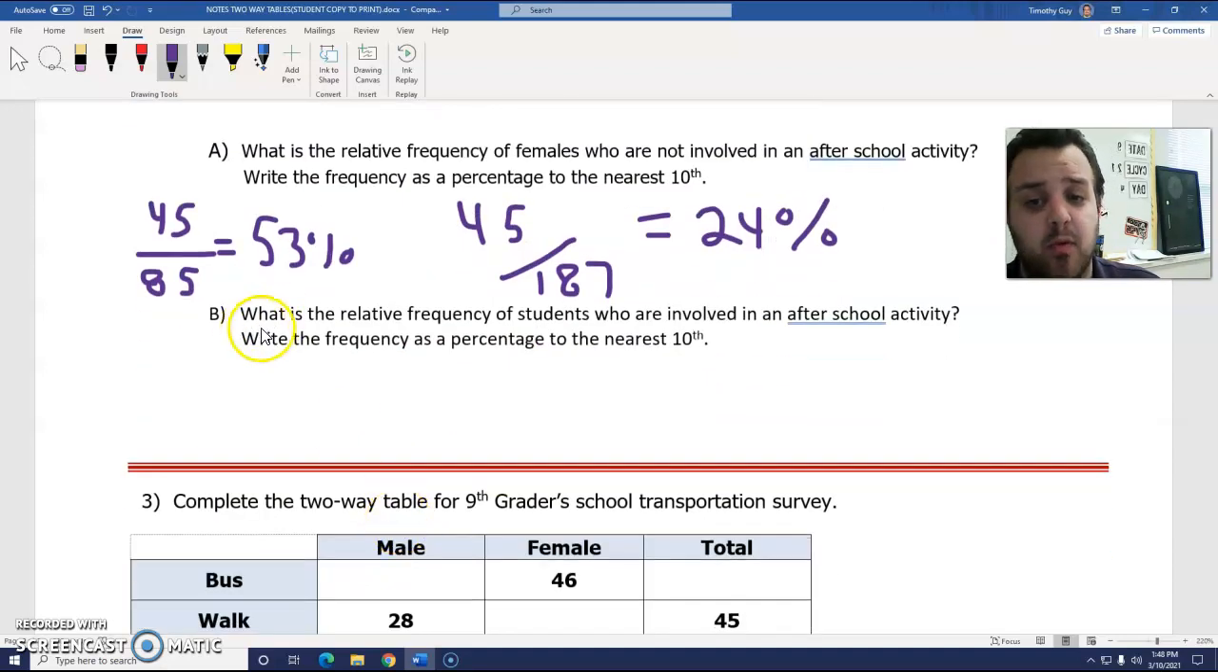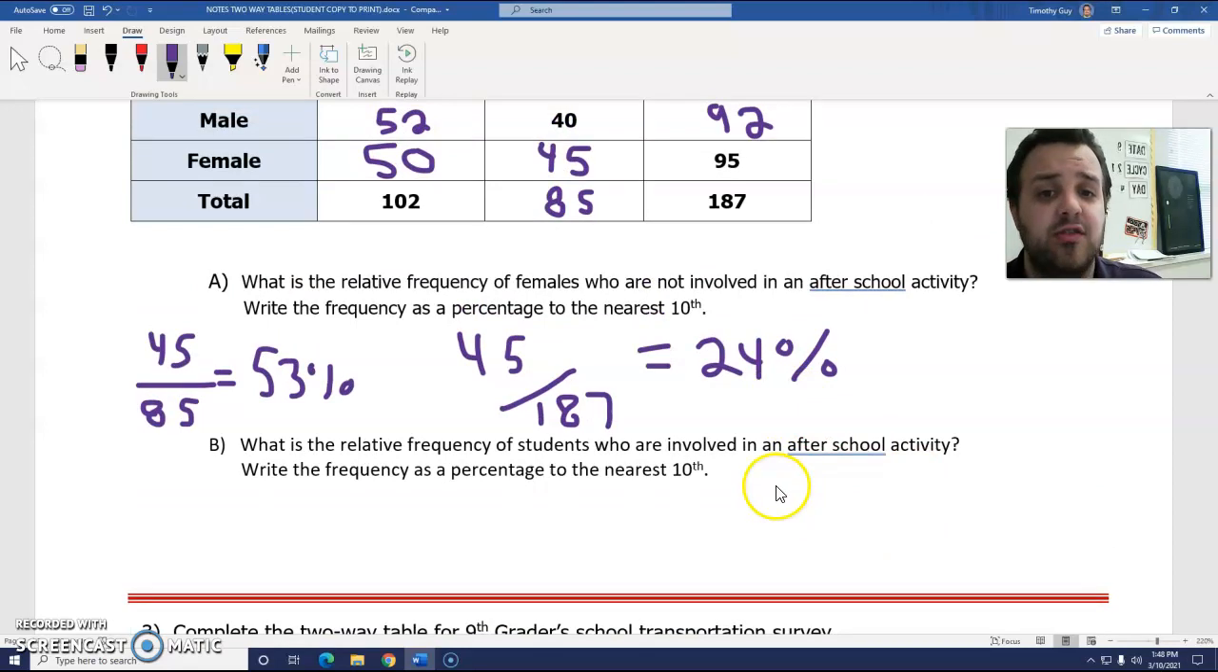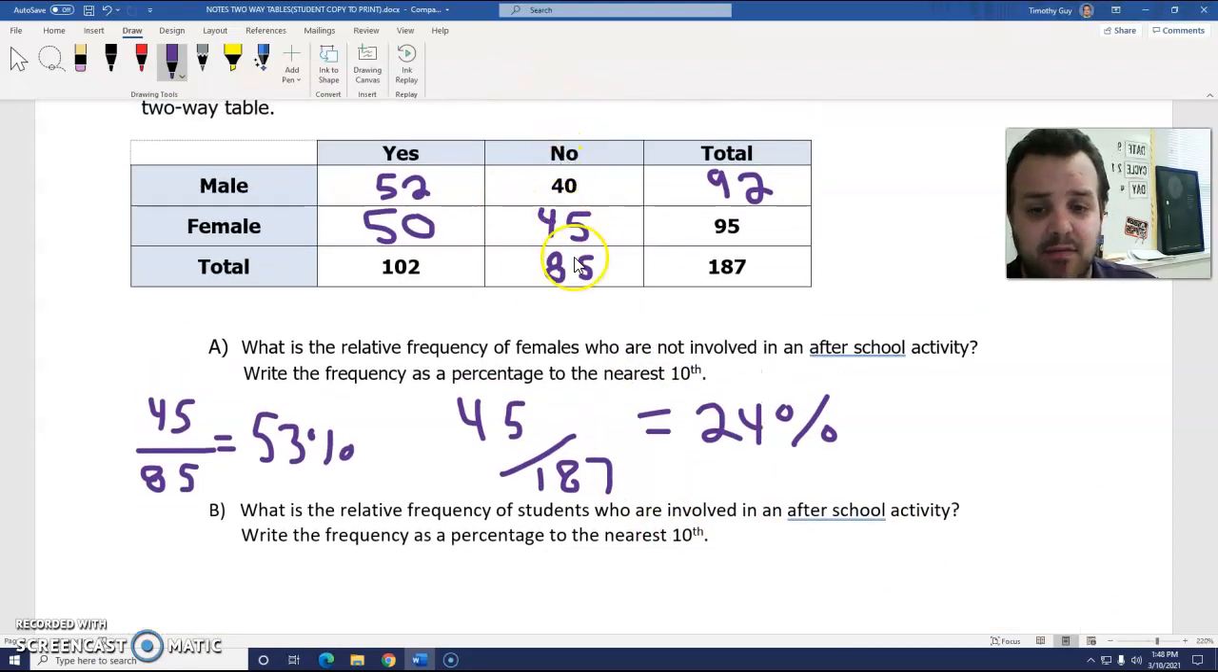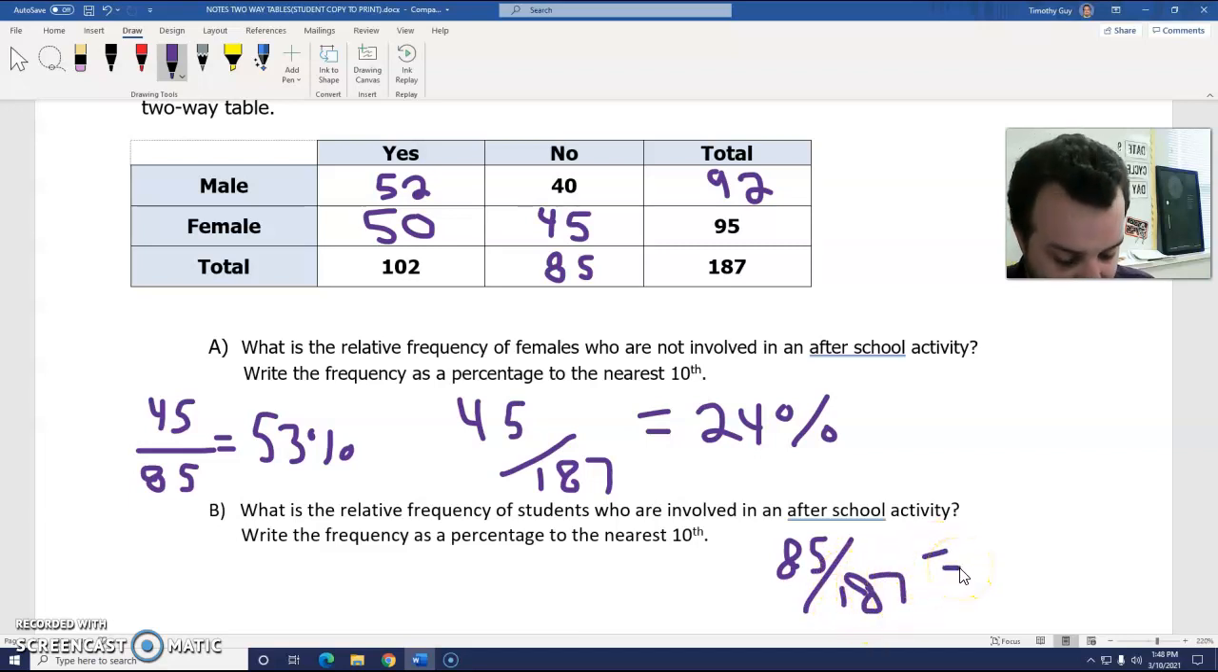We can see this in the next one. What's the relative frequency of students who are involved in an after-school activity? This one is not as confusing because we don't have that subset of girls that we could jump to. So we can go right up here and say, all right, well, I have the students who are not involved. There's 85 of them not involved. So 85 students are not involved in after-school activity out of the 187 total students who are there. And the percent, so 85 divided by 187, we get about 45%.